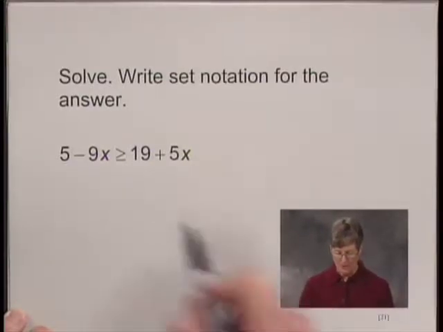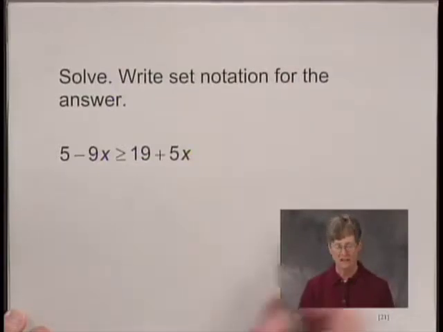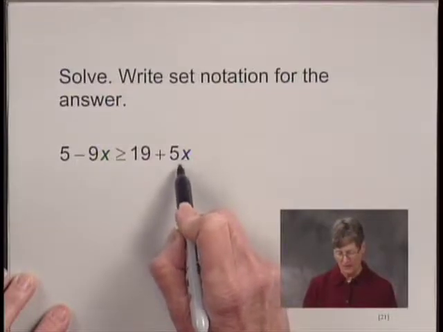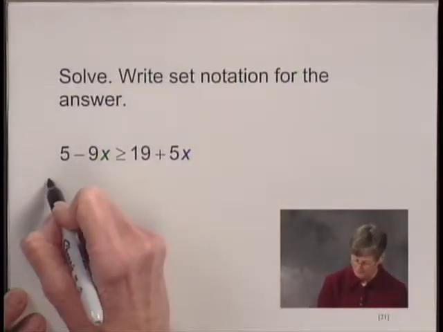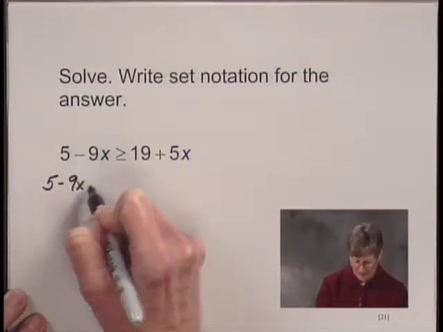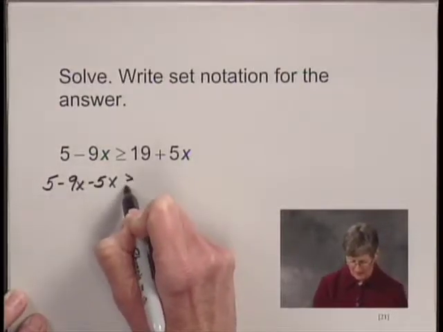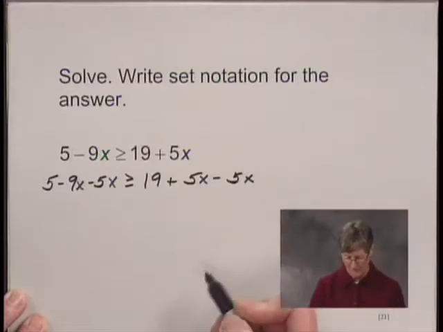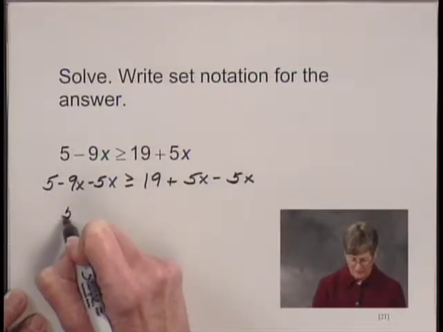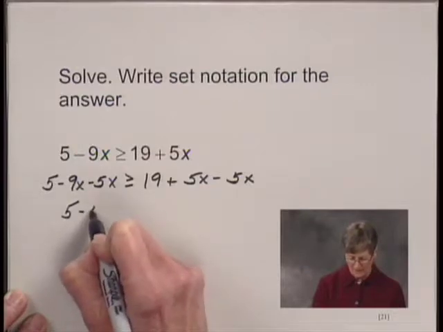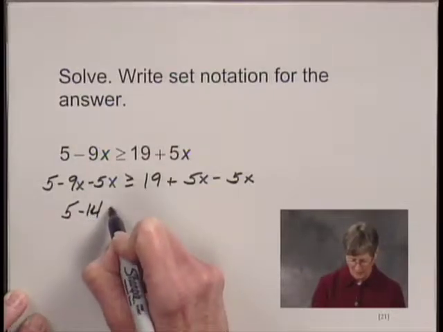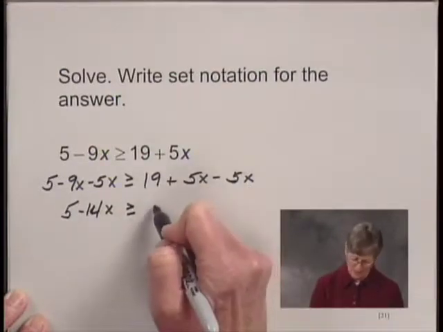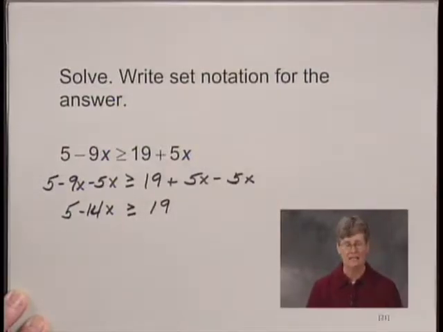Now, let's rewrite this inequality with the x terms on the left-hand side and the constant terms on the right-hand side. So I'll begin by subtracting 5x on both sides of the inequality to eliminate the x term on the right-hand side. So we have 5 minus 9x minus 5x is greater than or equal to 19 plus 5x minus 5x. Now on the left-hand side I have 5, and negative 9x minus 5x gives me negative 14x. So I have 5 minus 14x, and that's greater than or equal to 5x minus 5x is 0, so I have 19 plus 0, or just 19 on the right-hand side.